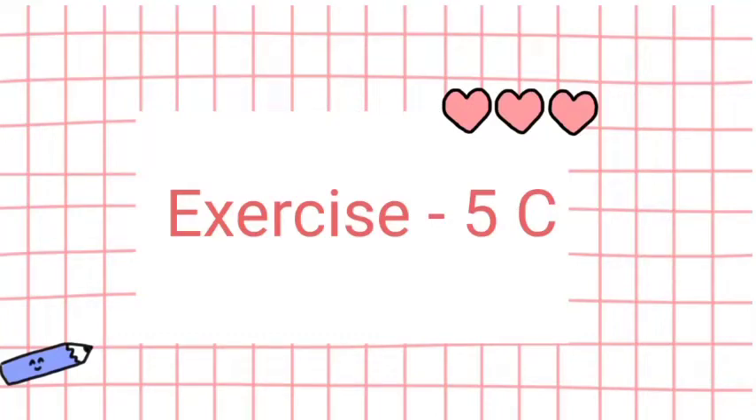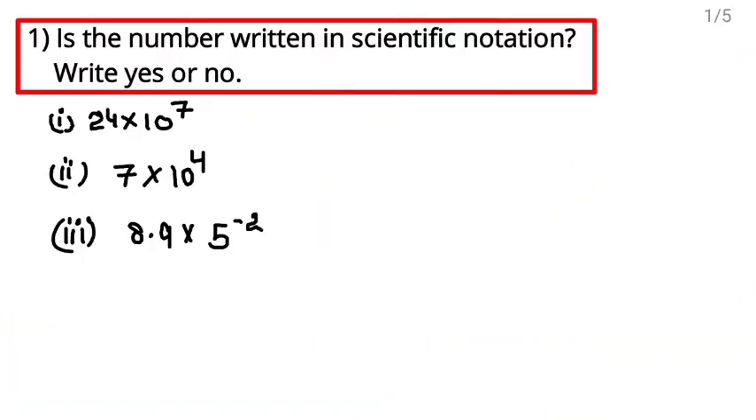Students, in previous classes we have completed exercise 5A and 5B. Now in today's class let's start with exercise 5C. In exercise 5C we have some questions based on scientific notation. So first you need to understand what scientific notation is. This also I have explained to you in the introduction video.